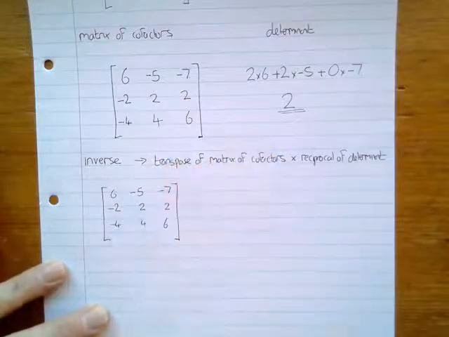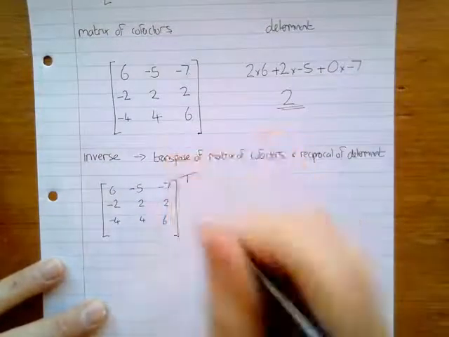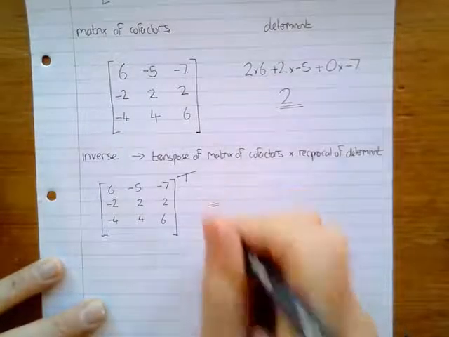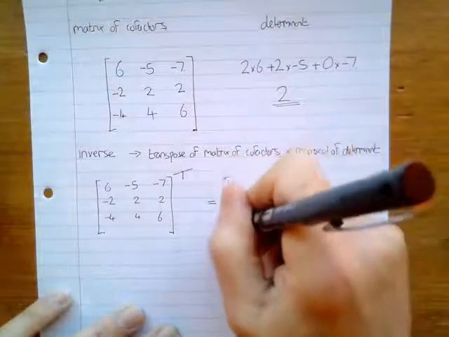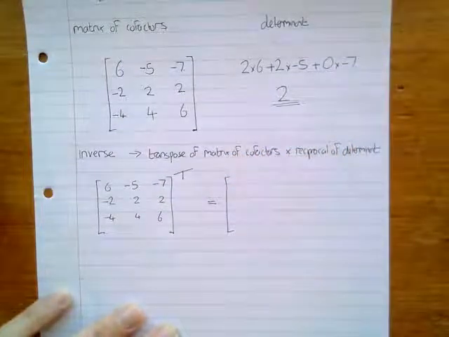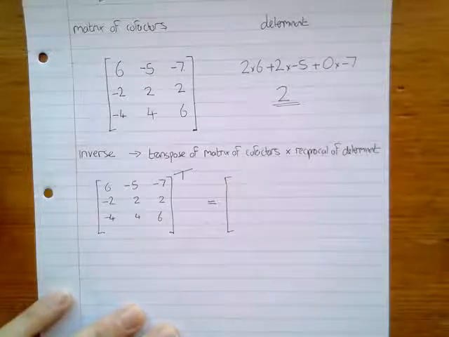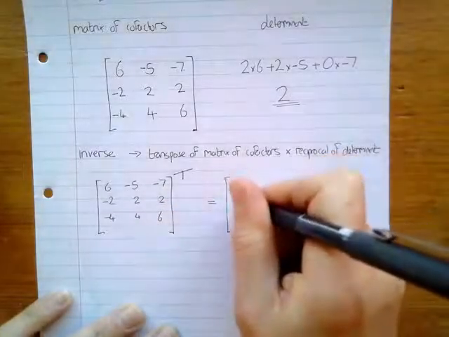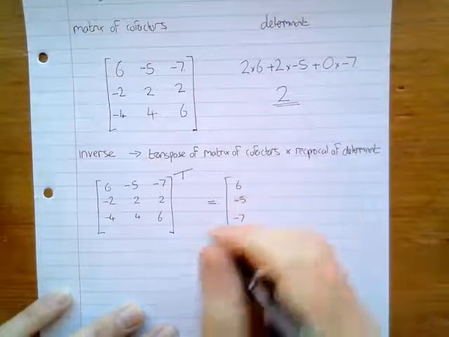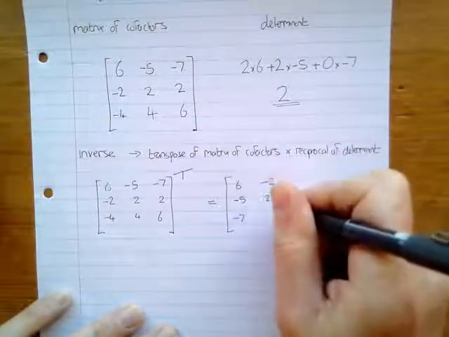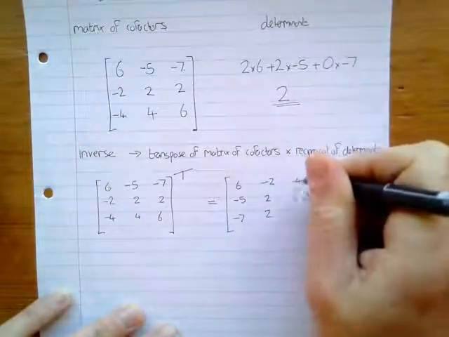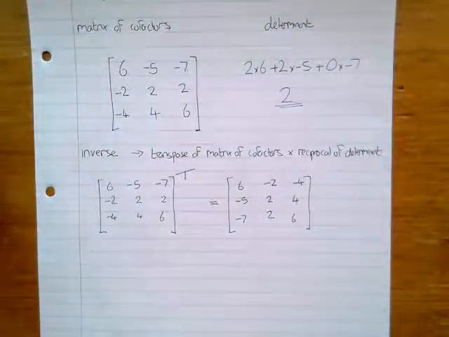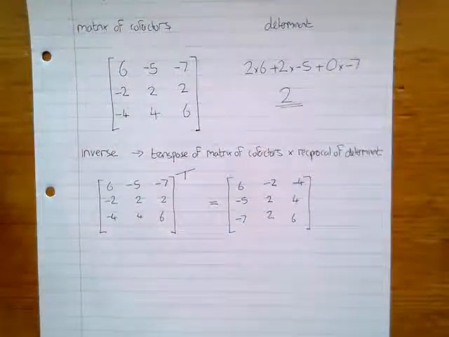Okay, so if I want to transpose that, and that's signified by putting a T there like that, what it means is swap the rows and the columns. So the rows become the columns and the columns become the rows. So the first row becomes the first column, like so. And the second row becomes the second column, and the third row becomes the third column, just like that.